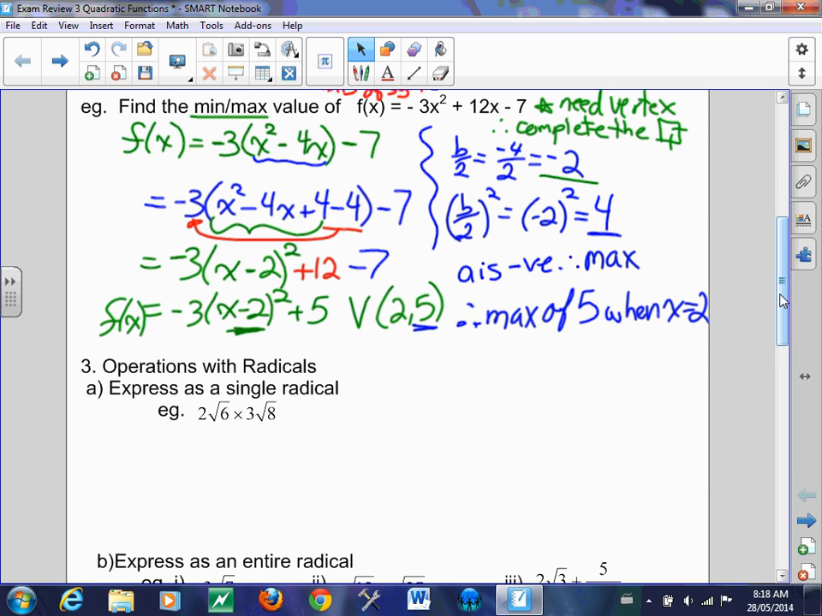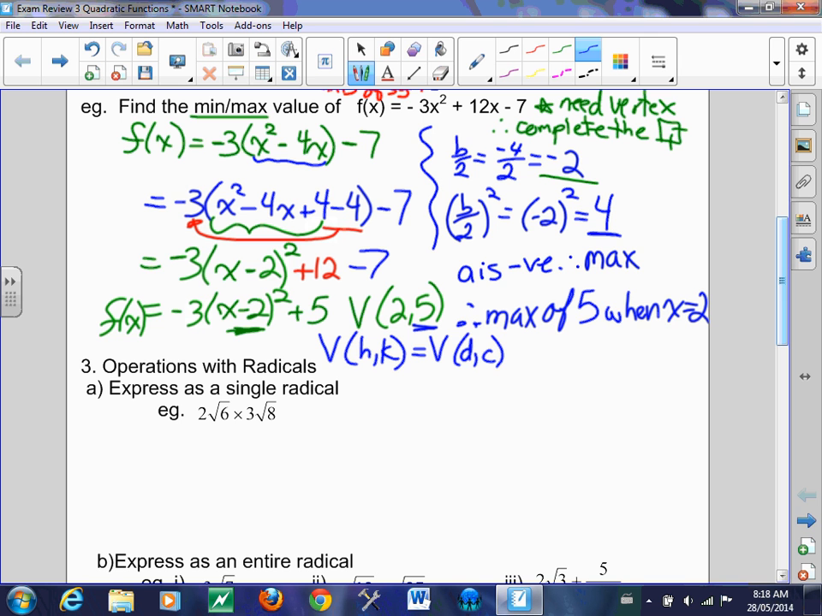Another thing to remember, if you haven't forgot: you could use vertex (h, k) or vertex (d, c), depending on if you were thinking about transformations. The first value there tells you your axis of symmetry, but your second value is your optimal or min-max value. So your optimal value is either your c or your k.